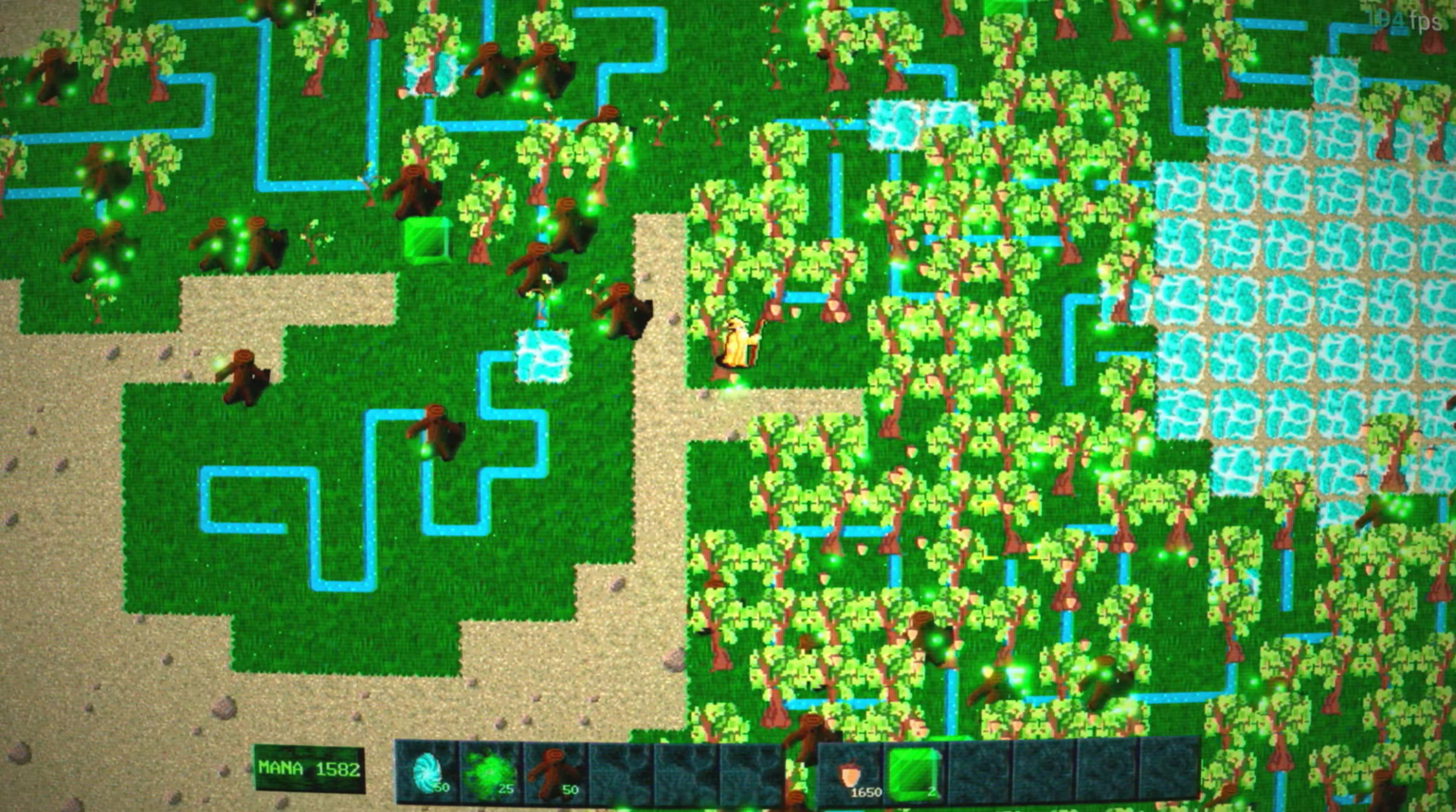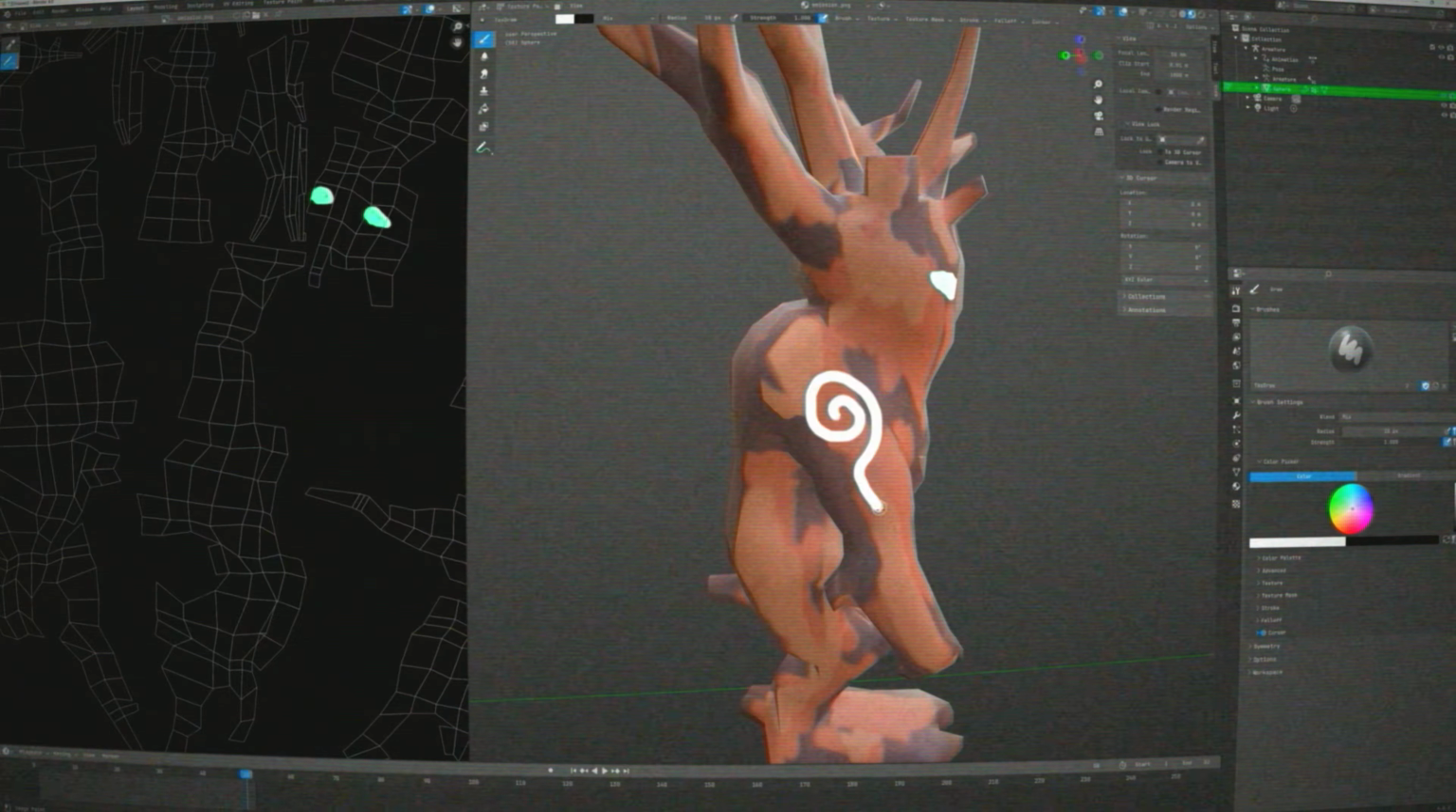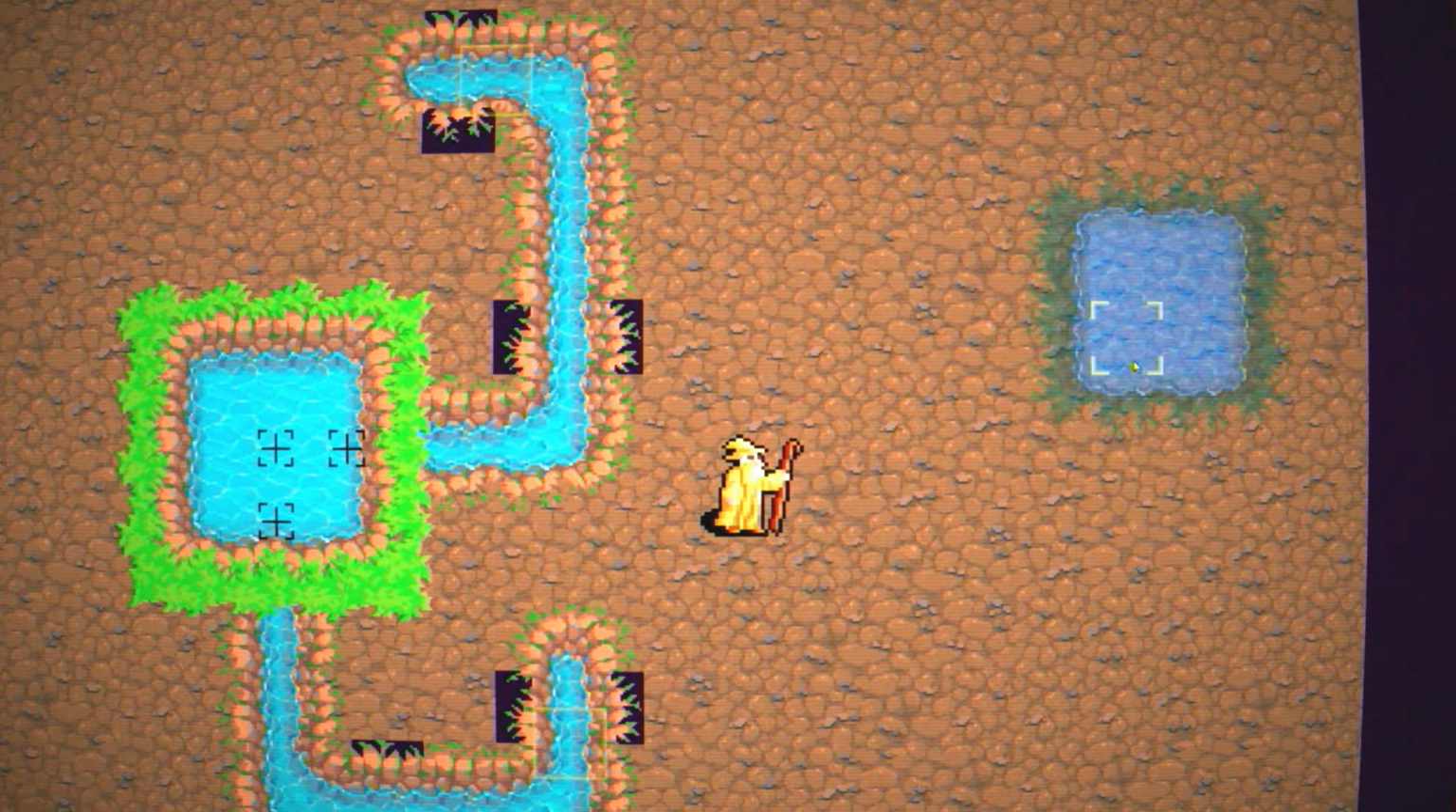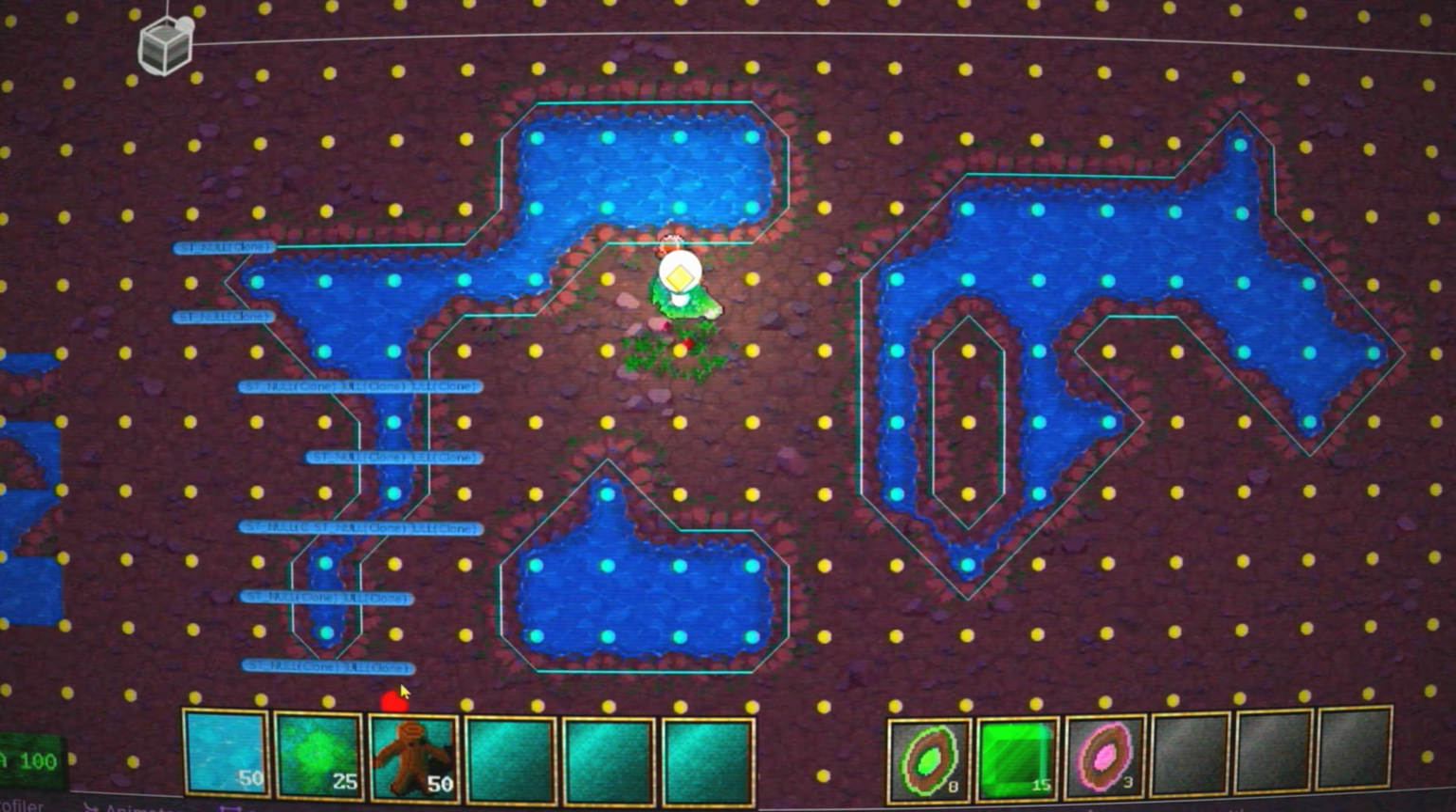In this episode, I get lost in the woods trying to upgrade my art style. I grapple with a complex stream system and try to put the polish on my second prototype.